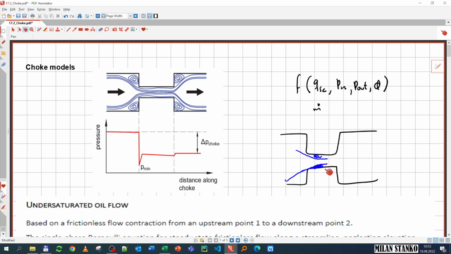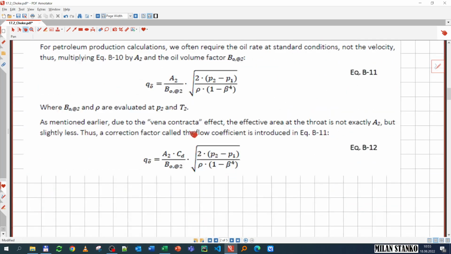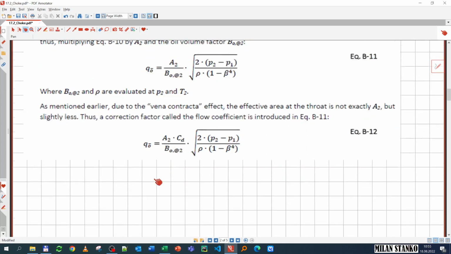So to capture that effect in the equation and improve the accuracy, I add this CD coefficient, the loss coefficient, the flow coefficient, and this one is simply adapting and reducing the area to account for that effect. It's the vena contracta effect. The effective area is not exactly A2, but something less. So the CD typically is a number below 1 and is made to improve accuracy.